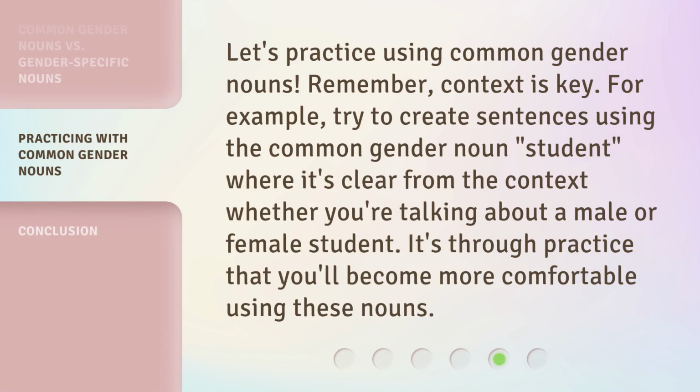Let's practice using common gender nouns. Remember, context is key. For example, try to create sentences using the common gender noun, student, where it's clear from the context whether you're talking about a male or female student. It's through practice that you'll become more comfortable using these nouns.